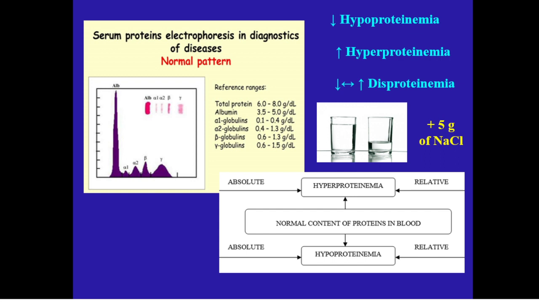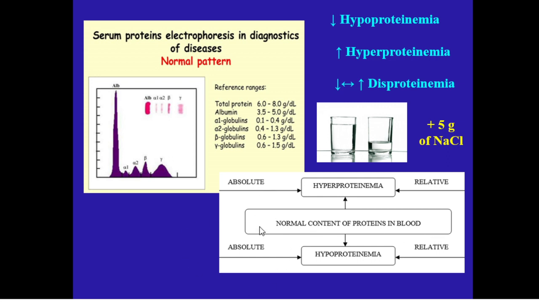So different inflammatory diseases lead to an increased quantity of alpha-1, alpha-2 and beta globulins, and infections or interactions or appearance of many foreign antigens, irritation of the immune system will lead to the overproduction of gamma globulins, of antibodies. So in this case, we will have absolute hyperproteinemia.